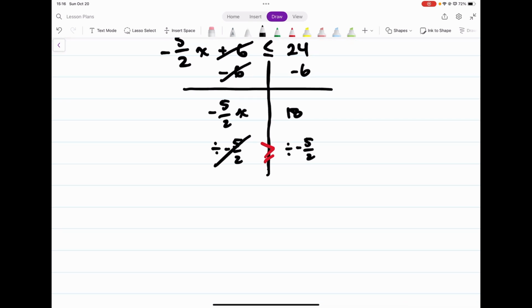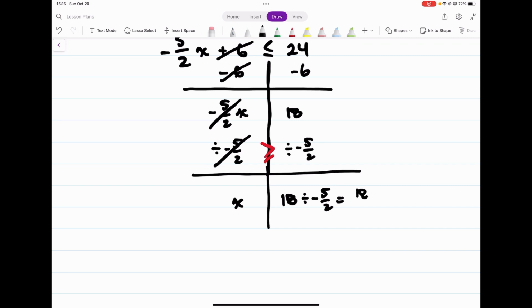So divide by negative 5 over 2. Why? Because I'm getting rid of that. I'm going to extend this line here. So I'm left with x. I'll do this line again. So then I have 18 divided by negative 5 over 2. For fractions, I love writing it side by side. That's like one of the few things that we would write side by side.